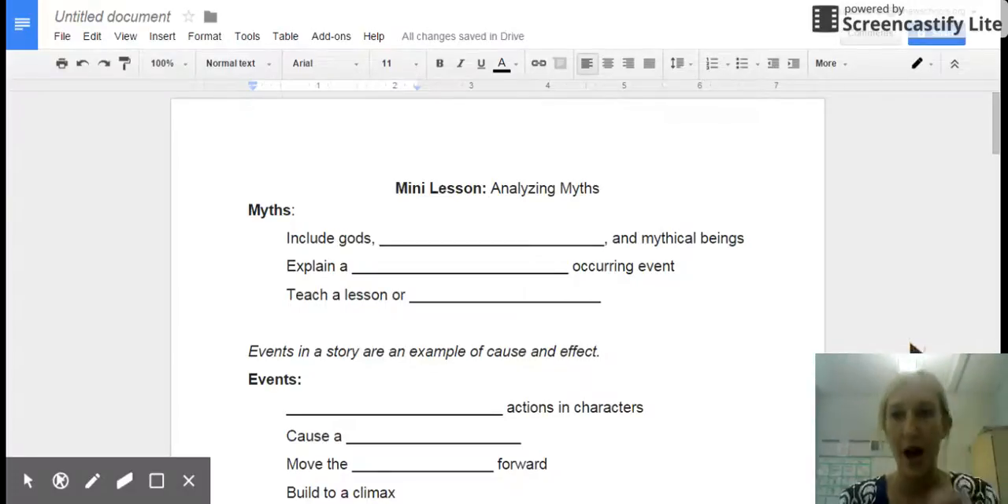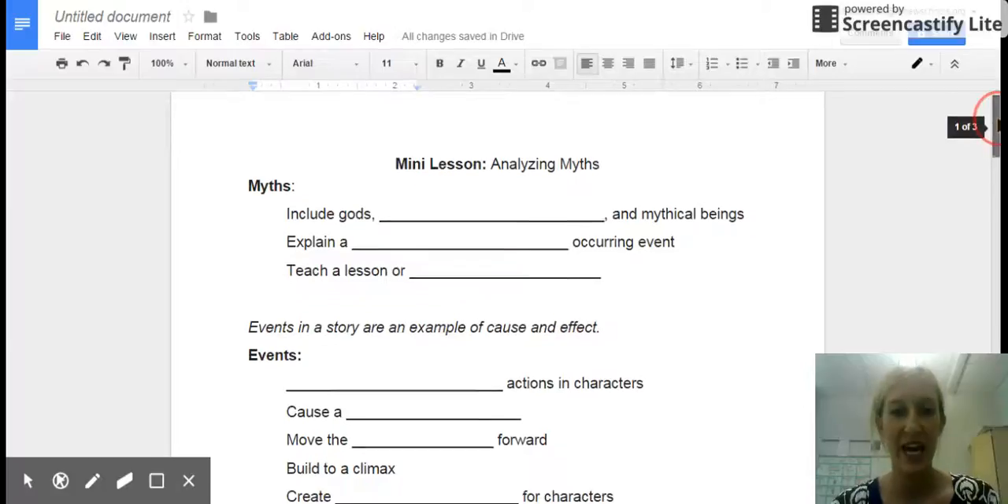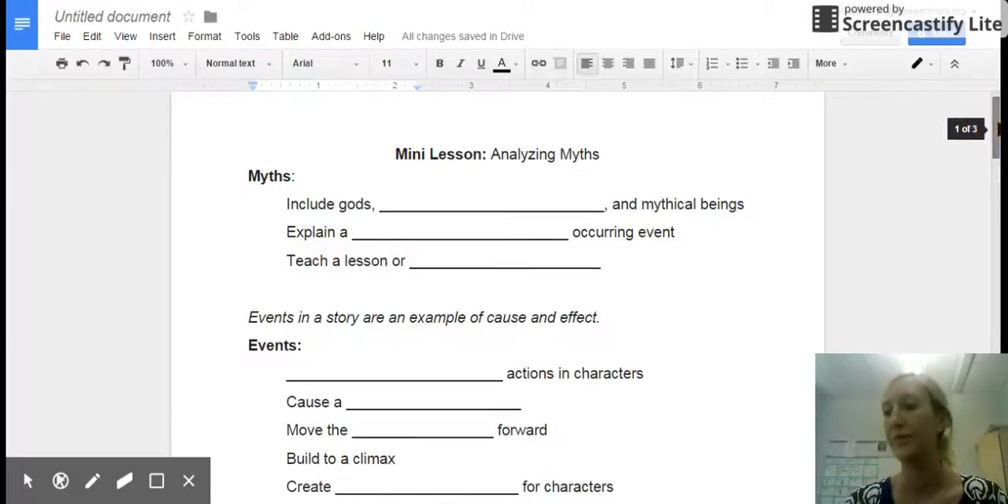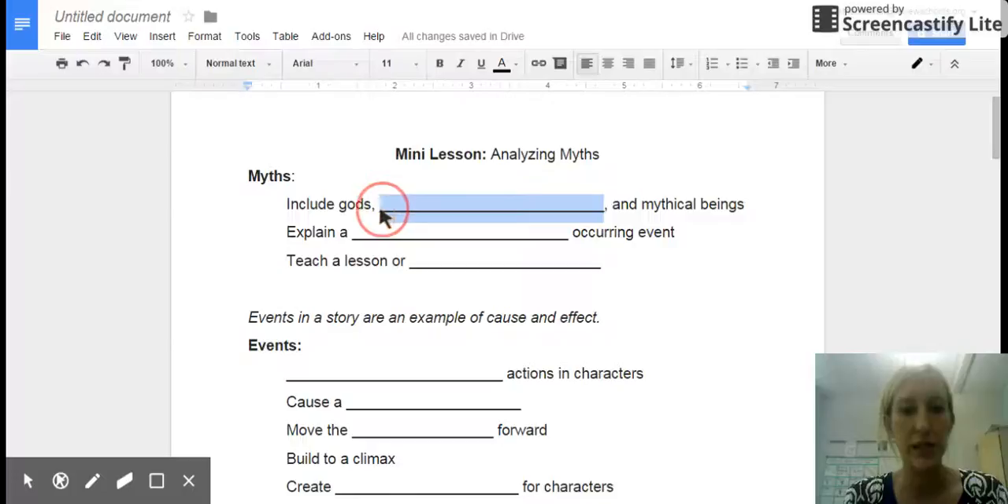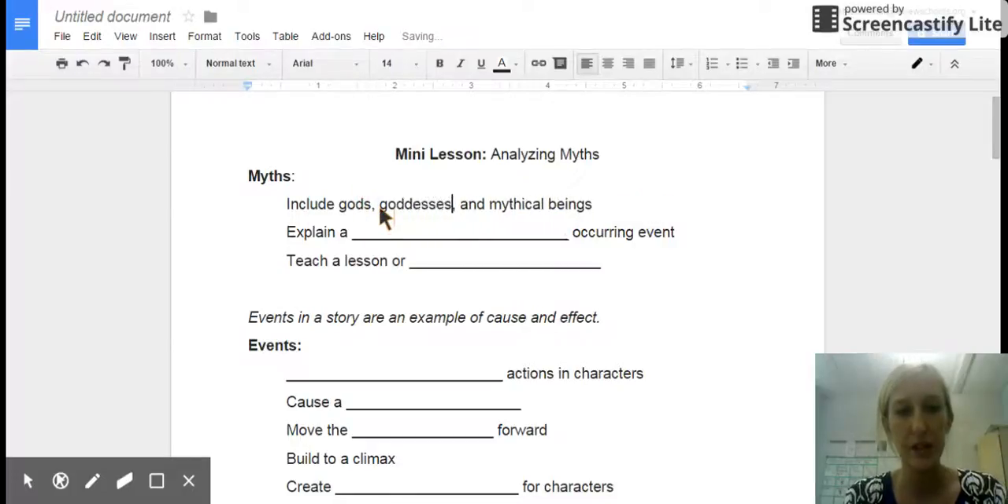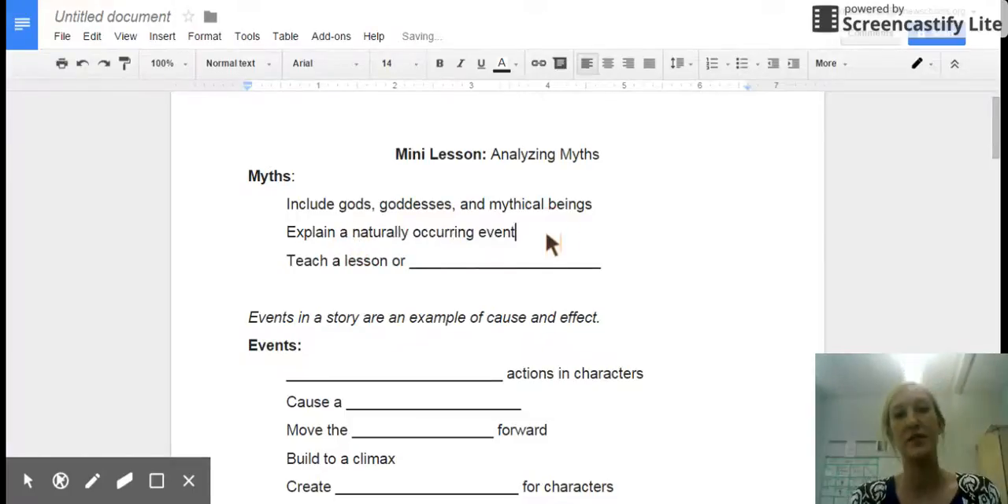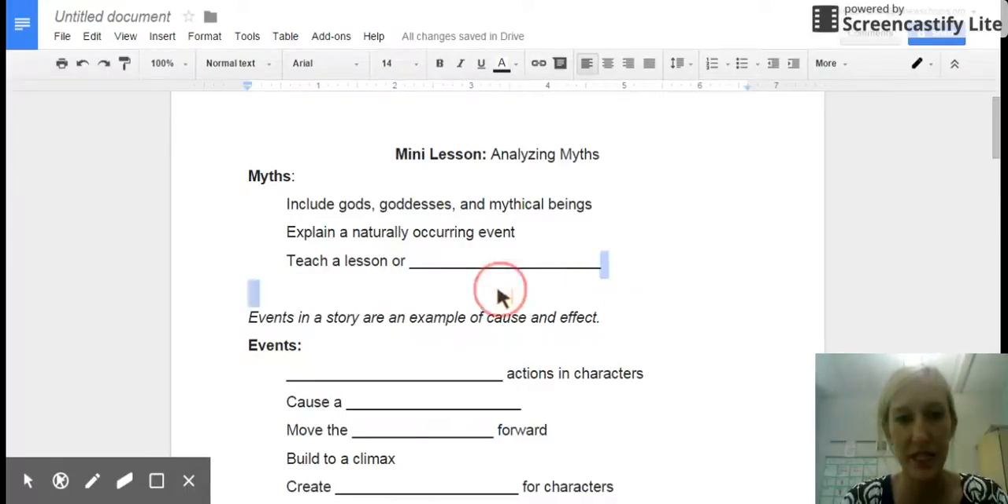Good morning, 8th grade. Your worksheet today and your text today are both about myths. So we're going to start with just a basic overview of what is a myth. Myth includes gods, goddesses, and mythical beings. They explain a naturally occurring event, often why does the sun rise, or things about the underworld or after death. And often they teach a lesson or a moral.